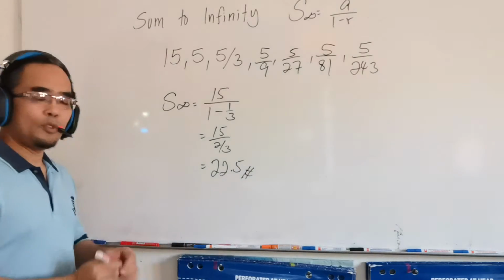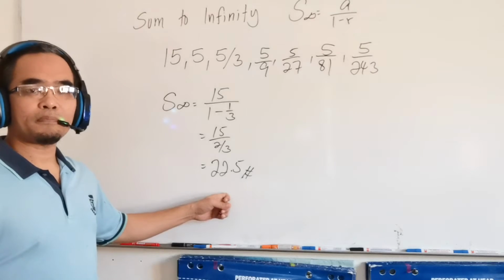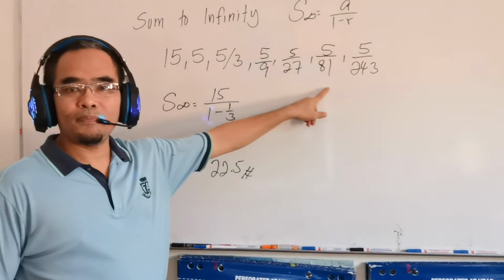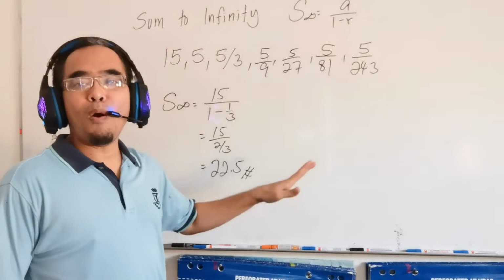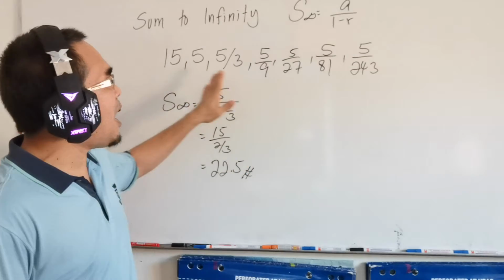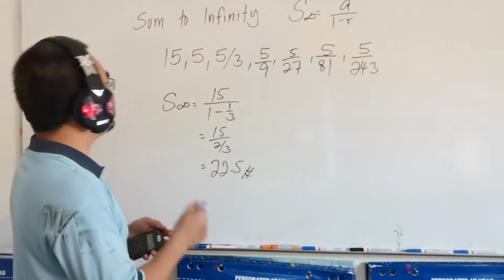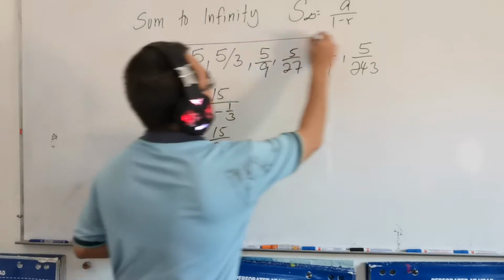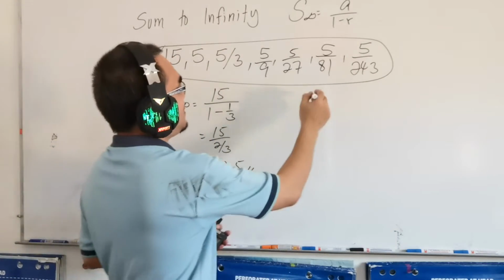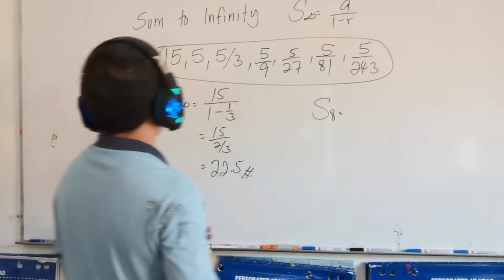Okay, so usually students will ask me, why is it called sum to infinity? Because if you add all these numbers, it will not be more than 22.5, regardless of how many numbers that you add. For example, if I add only the 8 numbers, that is not sum to infinity, but it will be the sum of 8 numbers.